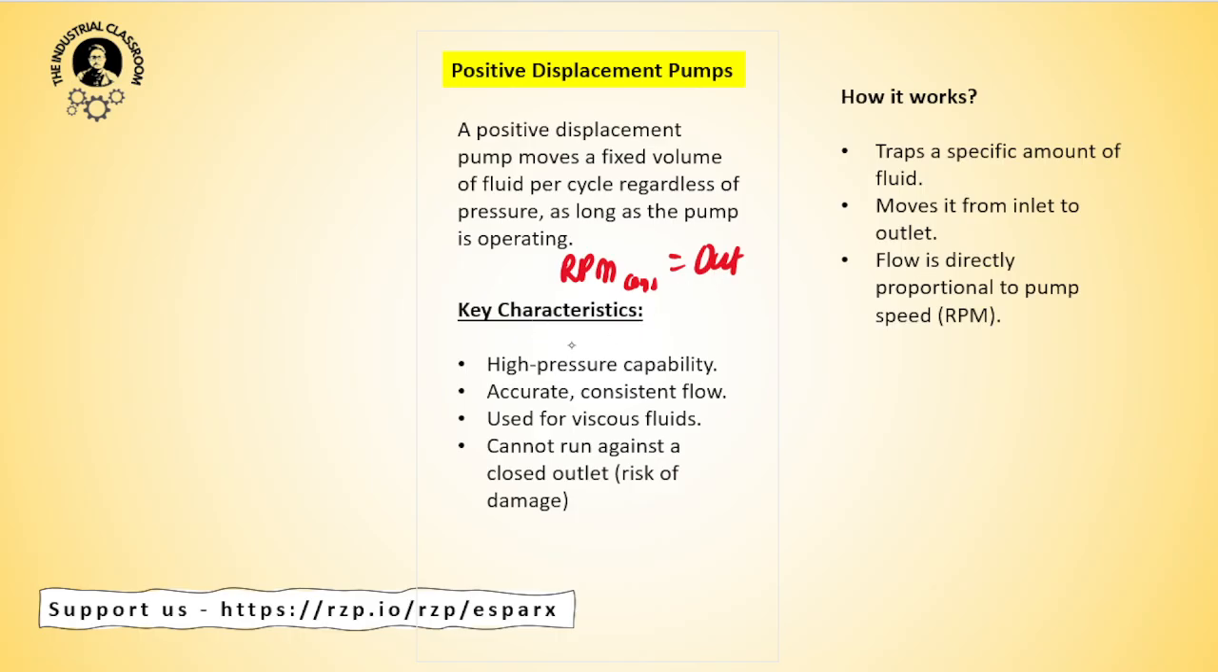Next, characteristic: high pressure capability. It can provide high pressure. It is very consistent and accurate flow and used for viscous fluid. Okay, we will learn viscous and non-viscous. Remember that viscous is a little heavier, a thicker density fluid, okay, which shows some resistance to the backflow. Next, it cannot run against a closed outlet. In closed outlet, we cannot provide this fluid because we need a constant output, right?